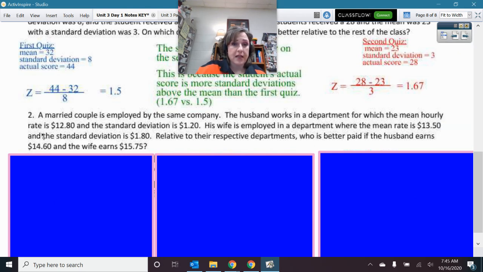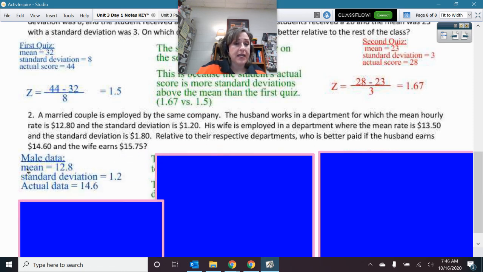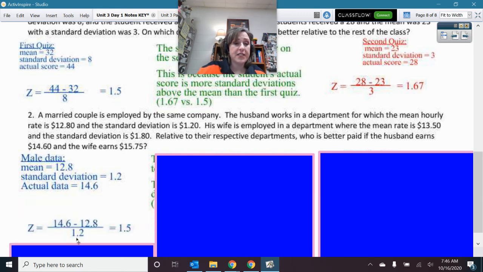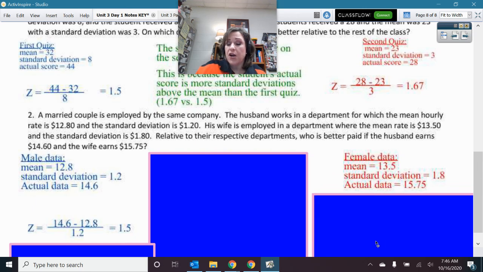So here we go. The husband's information is such. The mean, standard deviation, and he actually makes 14.60 per hour. So X minus the mean over the standard deviation. So he is 1.5. His salary is 1.5 standard deviations above average in his department. Okay, let's do the female. The mean is 13.5 with that standard deviation. She actually makes 15.75, so she is making more than him.